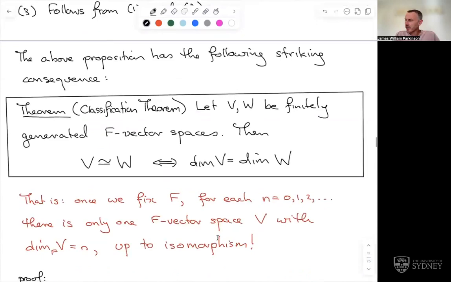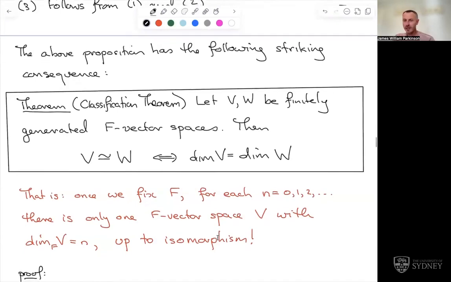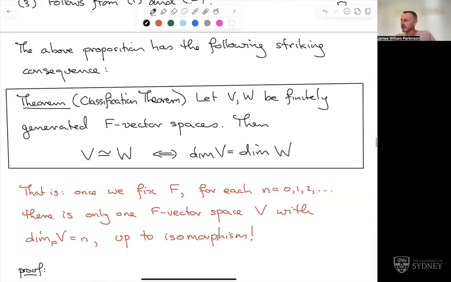So that proposition gives the following quite striking consequence, which is also very useful. We'll call it the classification theorem for vector spaces. So if we've got 2 finitely generated F vector spaces, so they're over the same field F, then they're isomorphic if and only if they have the same dimension. In other words, that's saying that once we fix the field F, then for each n, dimension 0, 1, 2, 3, and so on, there's only one vector space up to isomorphism of that dimension.